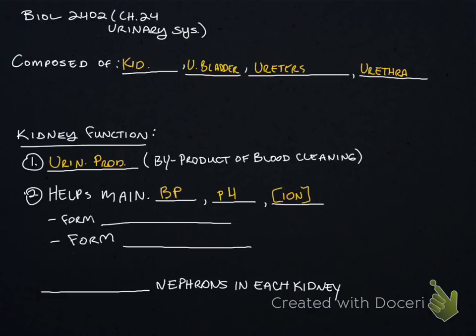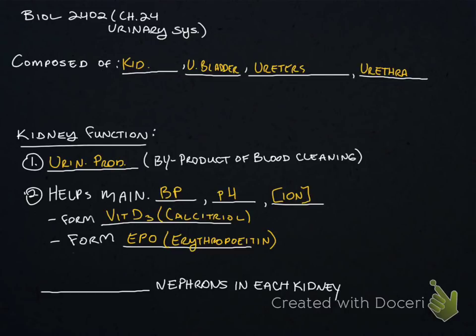It also helps produce vitamin D3, which is called calcitriol. And then another one that we've heard of, erythropoietin or EPO, which is used to stimulate red blood cell production.